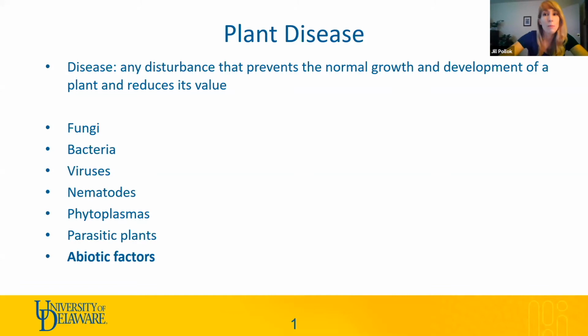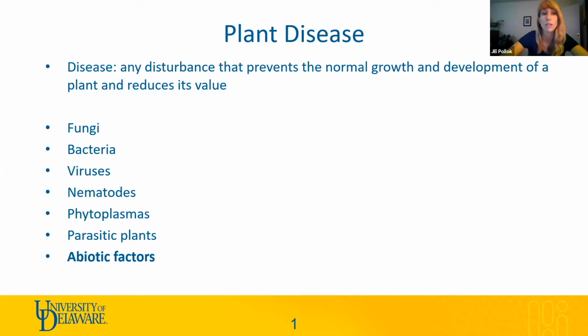You can't talk about plant disease without knowing what a plant disease is. The definition of a plant disease is any disturbance that prevents the normal growth and development of a plant and reduces its value. 80% of plant diseases are caused by fungi. The majority of the plant samples I get in either have abiotic causes or fungal infections. It's not to say that other diseases aren't important.